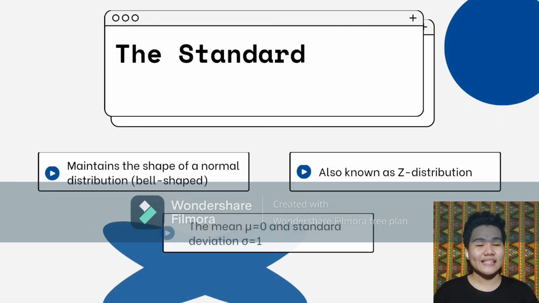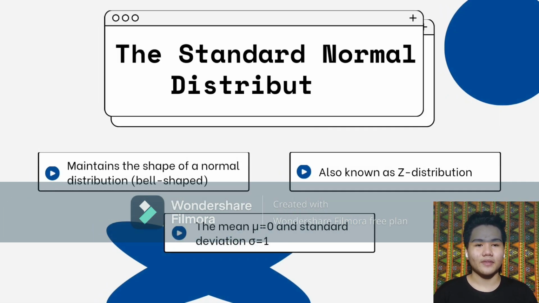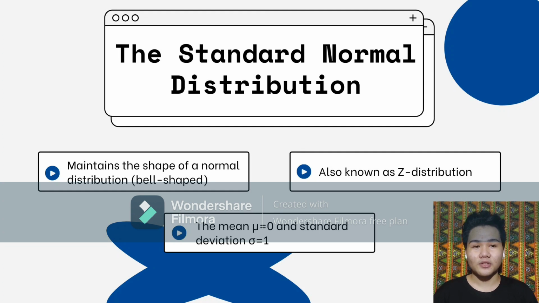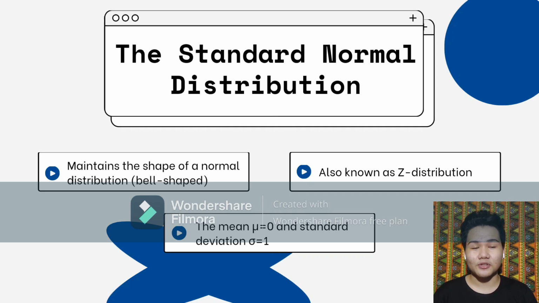First, what is a standard normal distribution? The standard normal distribution is also known as the z-distribution or specialized normal distribution, wherein the mean is always equal to 0 and the standard deviation is equal to 1. It maintains the bell shape of a normal distribution.